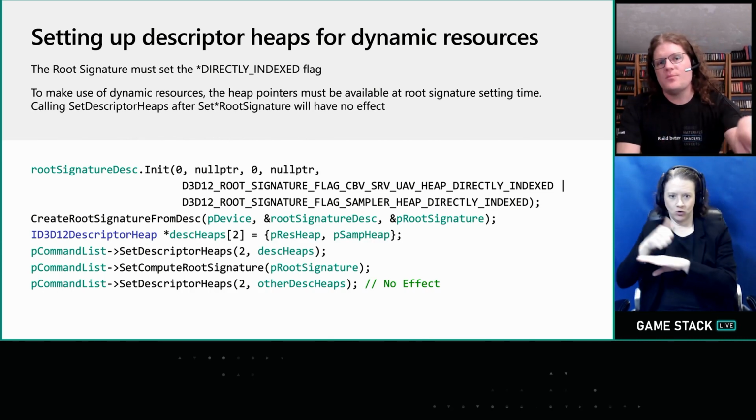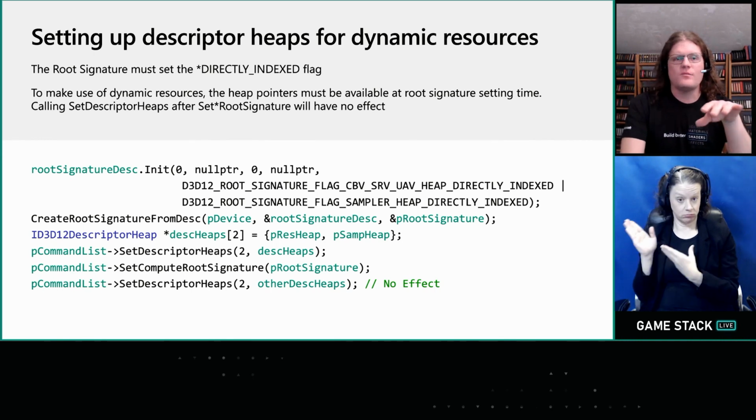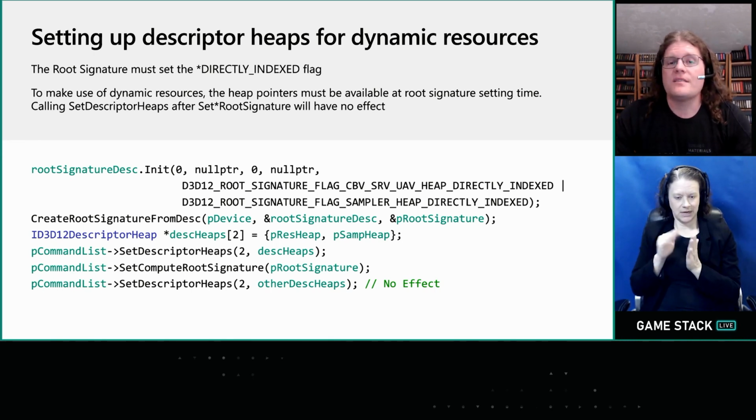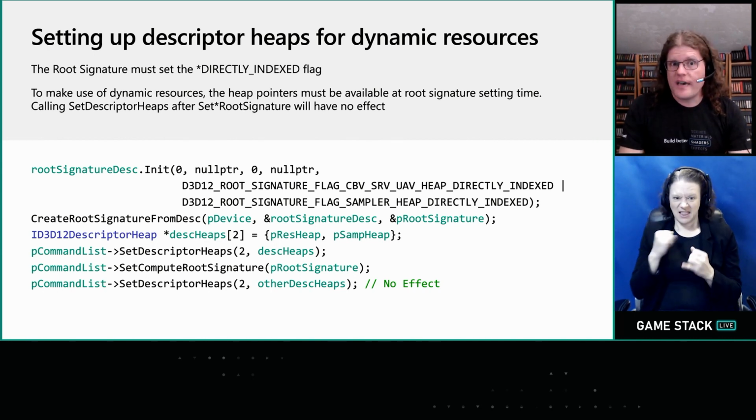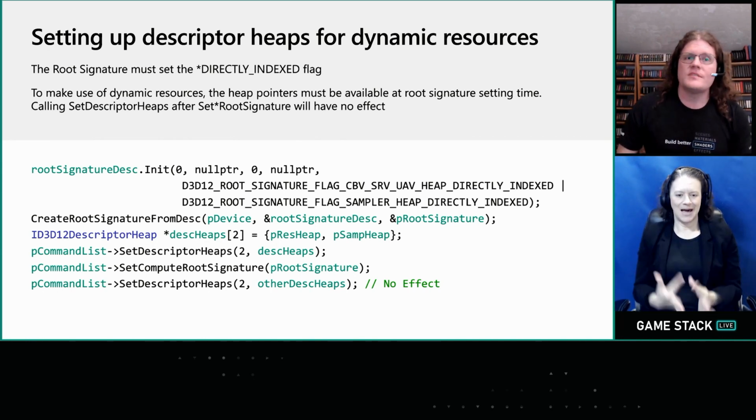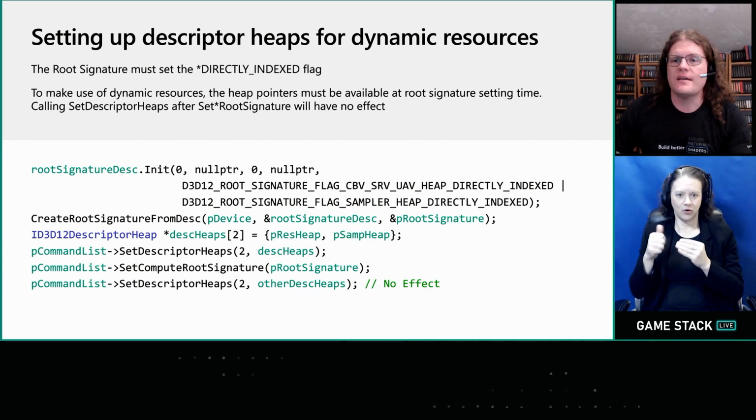So here we see an example, and at the very end there, we've got redundant set descriptor heaps. And the point that I'm trying to make with this is that that last one is going to have no effect unless you add another set root signature to the end there.